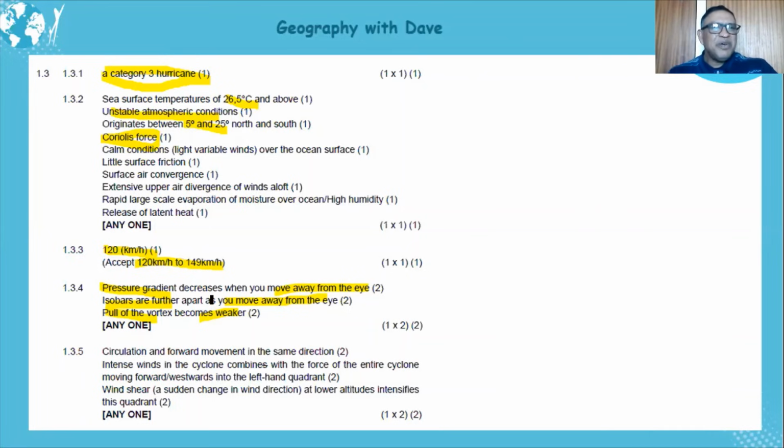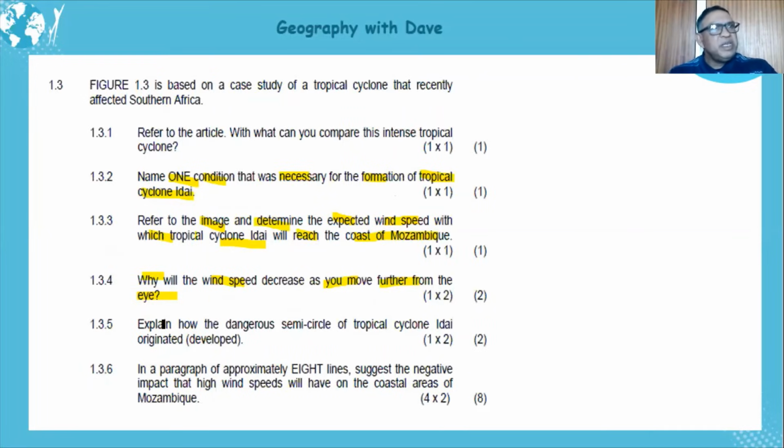All right, let's go up and look at the next question. 1.3.5, explain how the dangerous semicircle of tropical cyclone Idai originated. Do I have to talk about translation speed, and the rotation wind field and how they add together to increase the intensity of the dangerous semicircle? Wipe those words out of your head, what I told you. That's what the experts give, and of course that is your full answer.